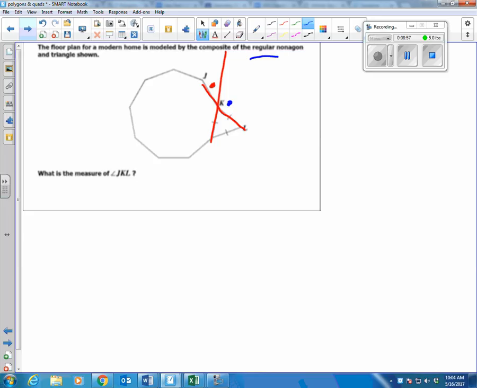Okay, so first of all, we need to find the exterior angle of the regular nonagon. So to find the exterior angle of a regular nonagon, we're just going to do 360, because all the exterior angles have to add up to 360, divided by the number of sides. And so the number of sides for a nonagon is 9. So 360 divided by 9 is equal to 40 degrees. So now I know this angle here is 40 degrees.